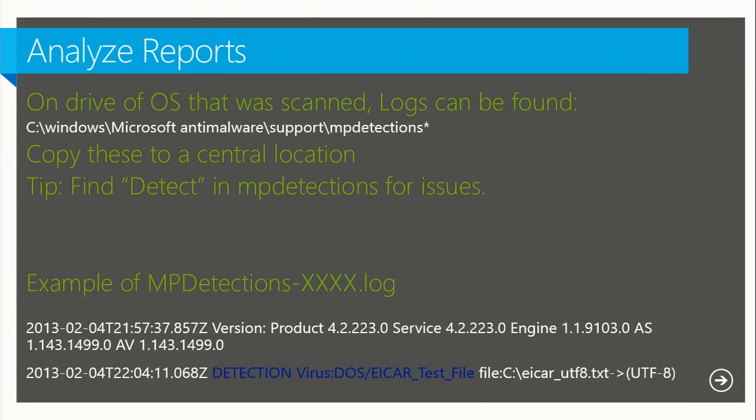So in this case, we know that the product of WDO is this version, the engine is this version, and the virus definitions are these. And then I know I detected a virus. It was a DOS ICR test file. And now I can say, this is actually in X number of machines. I can put that report up, and then do a deeper dive into those machines and figure out, how did my virus get there? Who caused it? How can I shut this thing down?